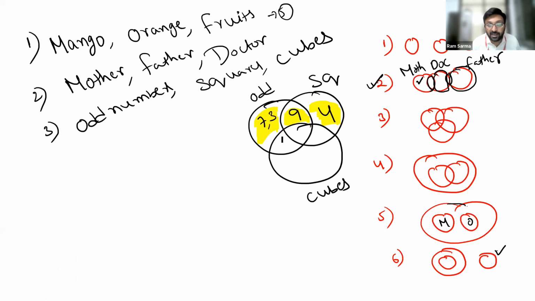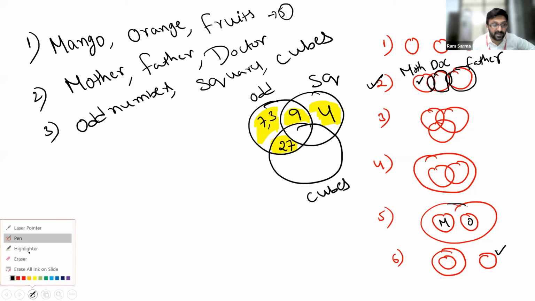Now, let me highlight this area. Can you guys tell me an example? The given number should be an odd number. It should be a cube, but it should not be a square. An odd number, which is a cube, but not a square. Guys are saying that it's 27. Agreed. 27 is an odd number. 27 is a cube, but it's not a square.